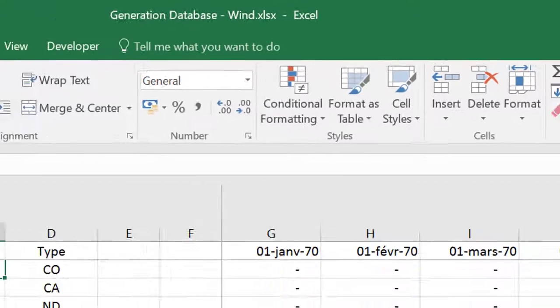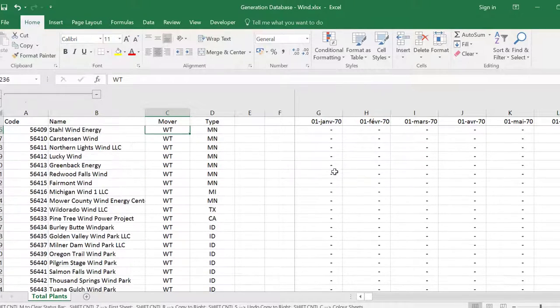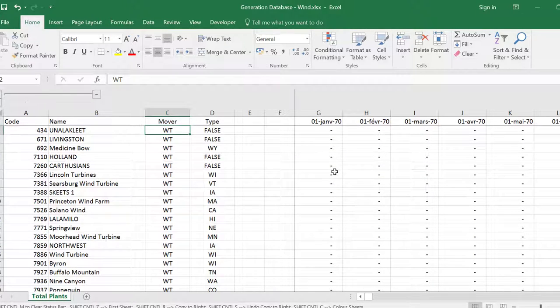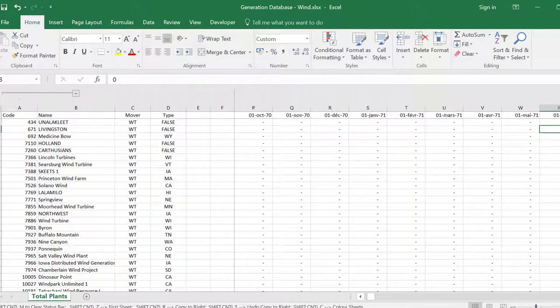So there'll be another database, and I'll show you where this database will be on the website, but it will just be in the wind resource section, and then I'll have a database on solar and all of that. Okay, so how about we make this just a little bit smaller.